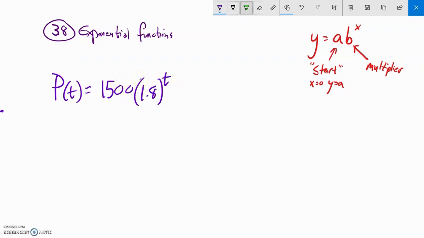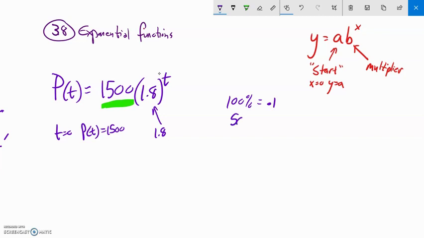If I analyze this a little bit, there's my start. So this would be like a population that starts at year zero with 1500 people. And notice my multiplier is 1.8. It's growing by 1.8. Let me think about that as a percentage. 100% is 1.0 as a decimal. 50% is 0.5 as a decimal. So 1.8 is 180% as a decimal.